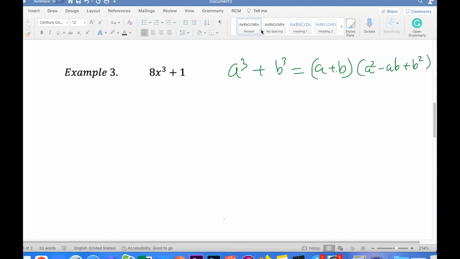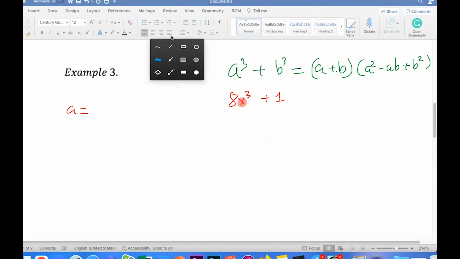We're going to plug it in here. So I'm going to have a x to the power of 3 plus 1. What is a going to be equal to? As you can see, a equals x. And then we need to put a square.